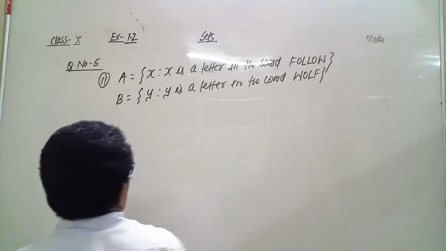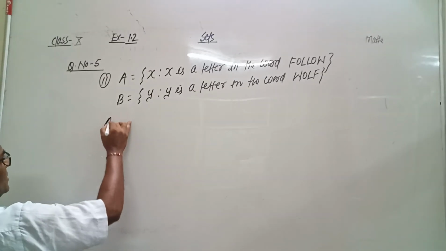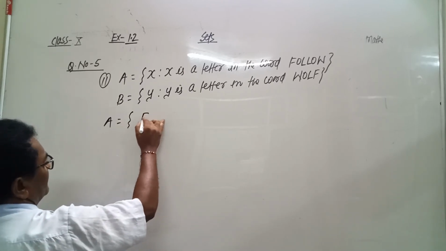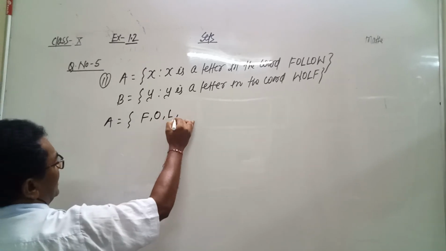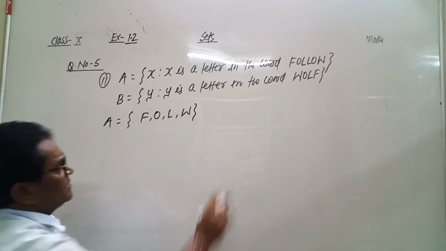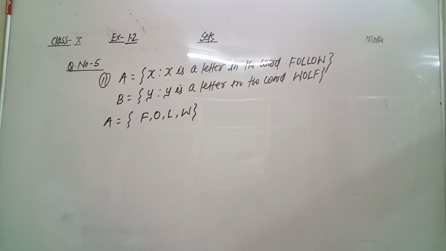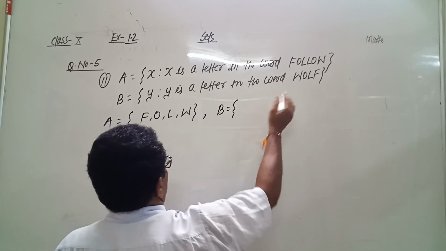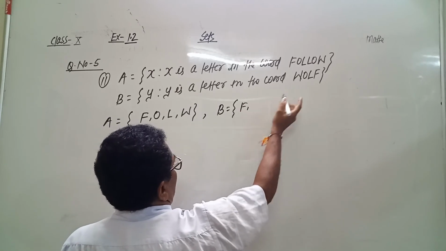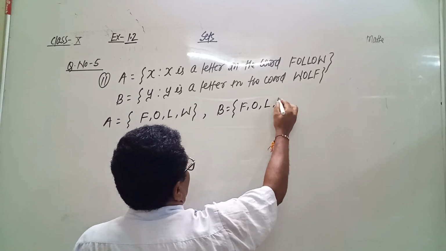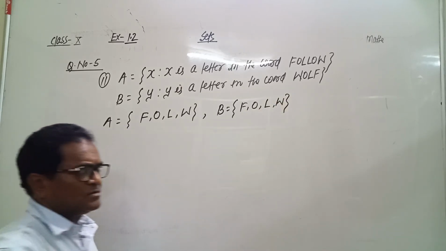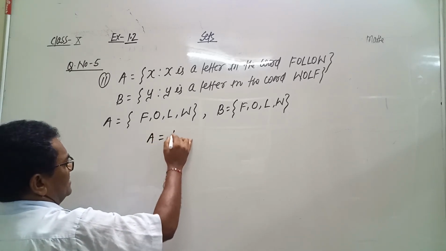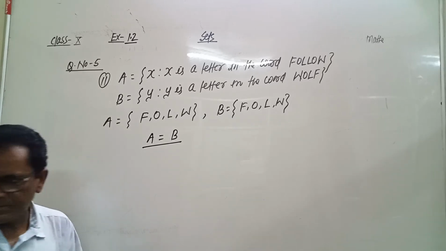So we write both the sets in roster form. In roster form, set A is given by F, O, L, W. Each letter is written once. And in roster form, set B is represented also by F, O, L, and W. So since both sets have the same elements, we can say that these two sets are equal sets. A equals B.